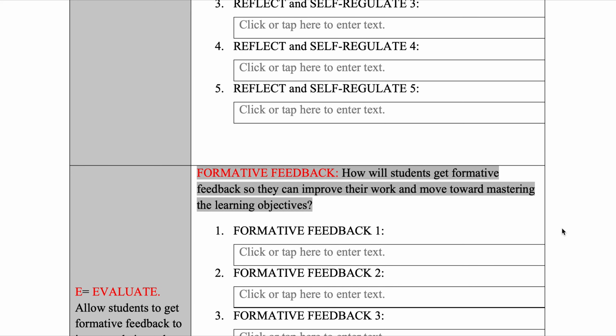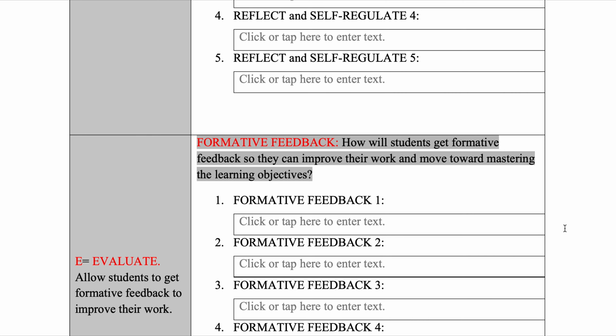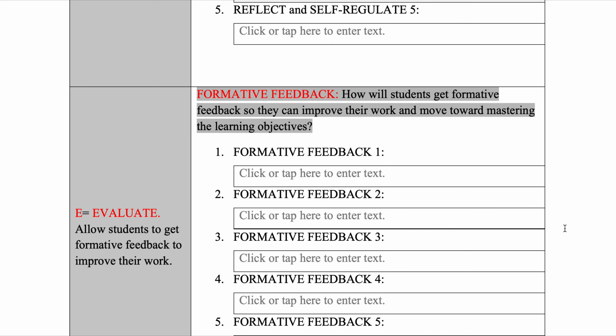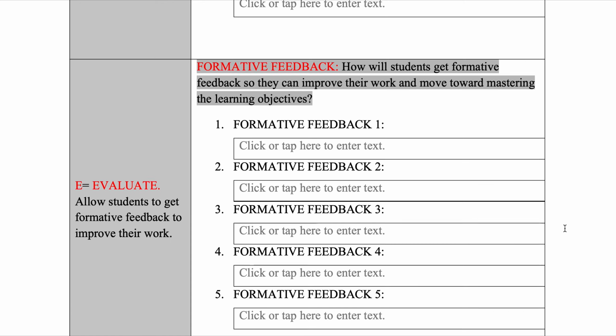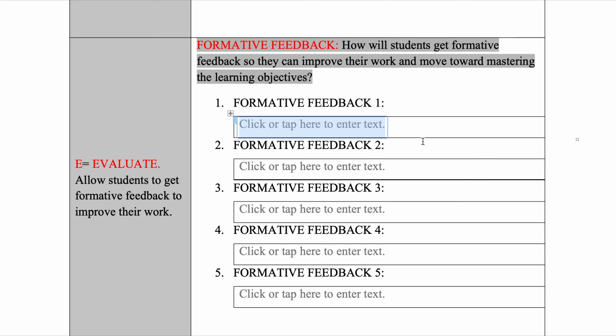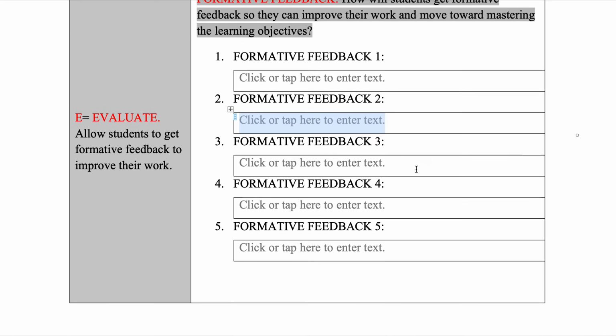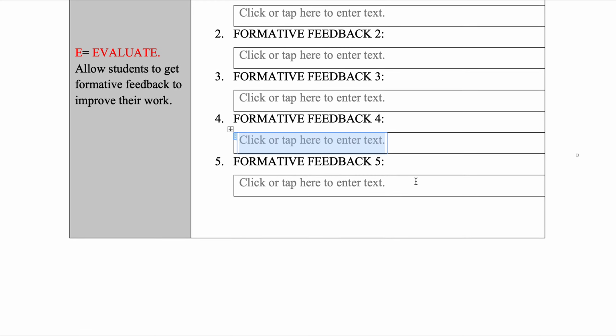Formative feedback. In this section, you will put how students will get formative feedback from you, whether it's a brief summary of your thoughts about their project, and how you plan on making sure that students improve their work based on that feedback. Here you will put maybe one type of format, or it could be multiple types of formats, all of which you feel will help the students. You will have to jot down in these boxes.